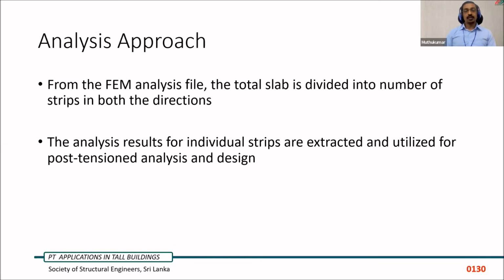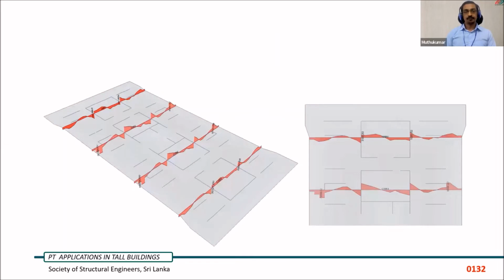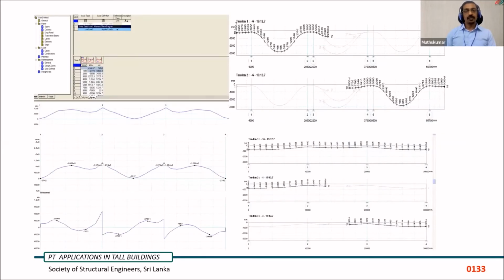For the analysis approach, we extract the loads from the global analysis, and then individual strips are analyzed with the interaction with the adjoining strips. So the profiles will be inverted.